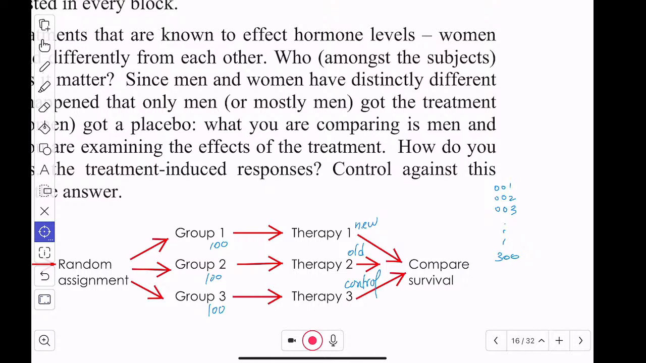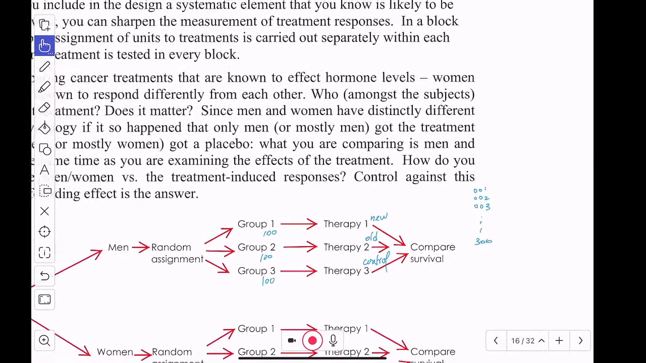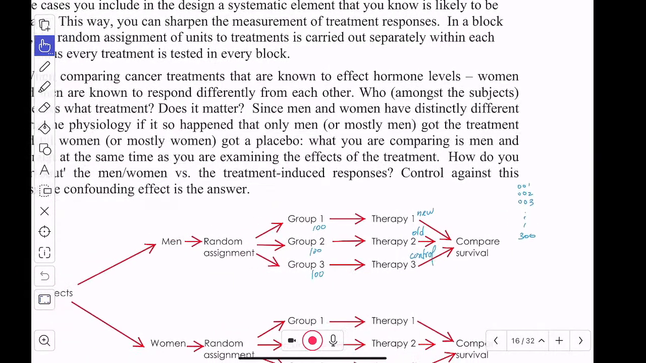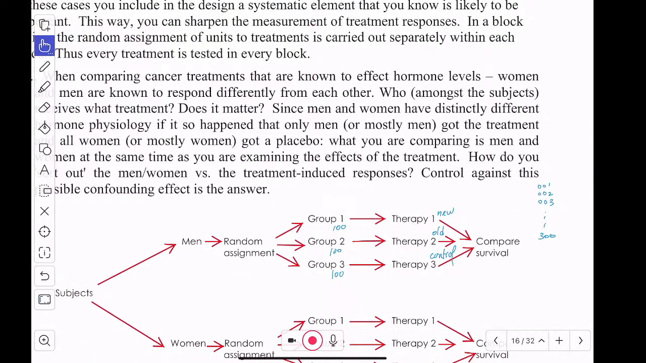The issue was that we know in advance that women that take this medication, what did I say? I said men and women have distinctly different hormone physiology. So they respond differently to the treatments, this treatment. So what does that mean?